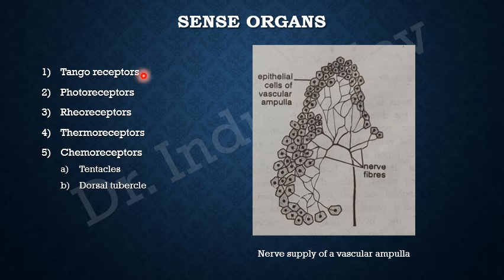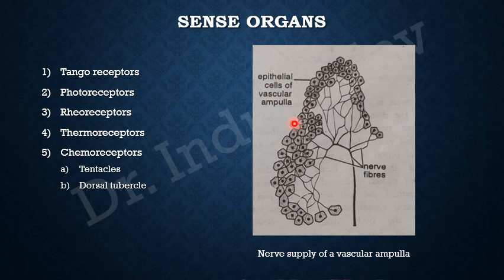These cells are scattered throughout non-vascular areas of test, along margins of siphons, over tentacles, and covering vascular ampullae. The photoreceptors are sensitive to light. These are pigmented cells containing red pigment granules located on the margins of siphons and vascular ampullae. I hope you remember the vascular ampullae. Here the nerve supply of vascular ampulla is shown in this diagram. Here this is the nerve, and these are epithelial cells of vascular ampullae.